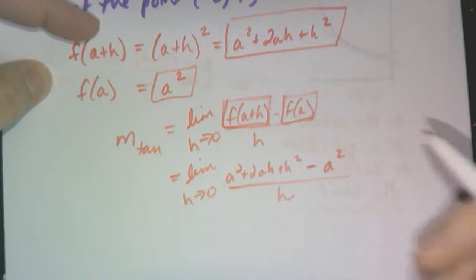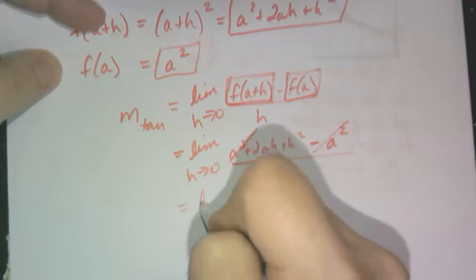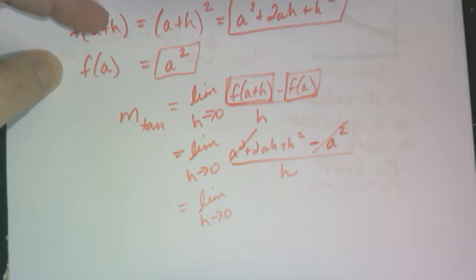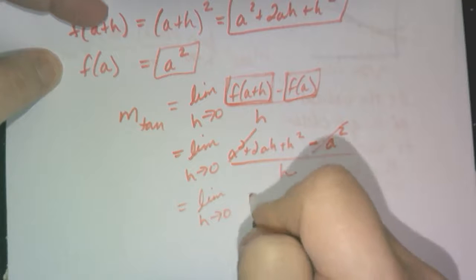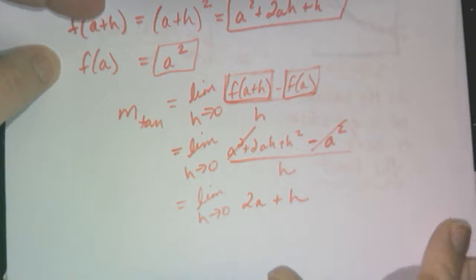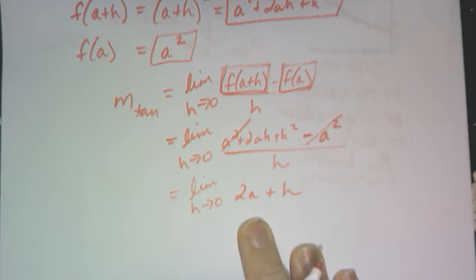Okay? Things cancel. Take the limit as h approaches 0. I can also take out an h, can I? So what do I have now? 2A plus h. Would you agree? Okay. When you get to this point, this is what a lot of the kids in the other class were asking me. They're like, okay, so what do I do now? Well, now you take the limit.